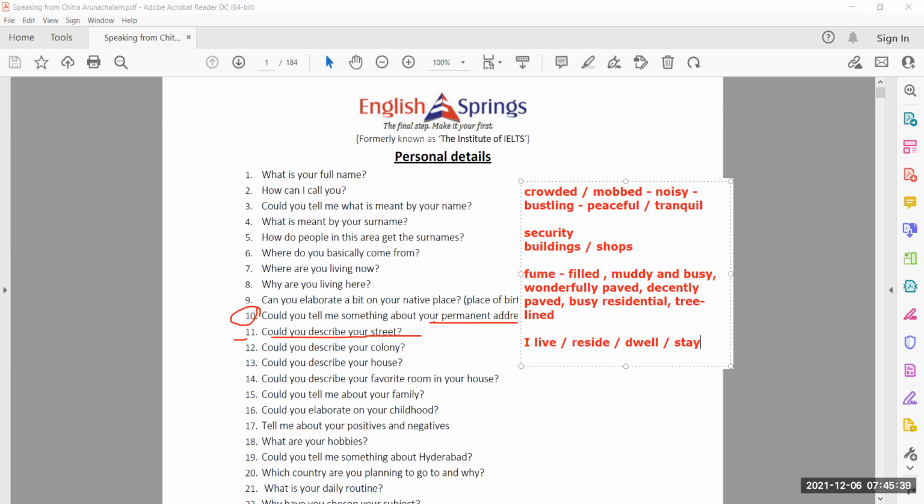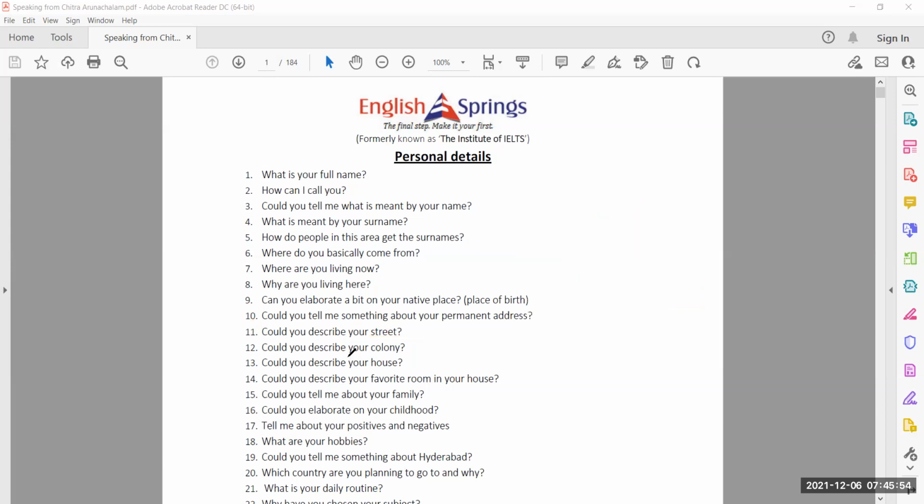Please don't repeat the same words every time. Don't just say I live. Try to use some other words. That's very important. So this is all about the street. Just try to take a screenshot or jot down the points. And one other thing is, when other students give their answers, make sure that you listen to them, so that you'll definitely be able to learn something from other answers as well.